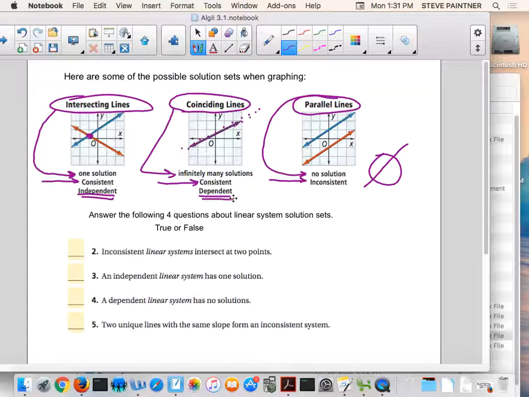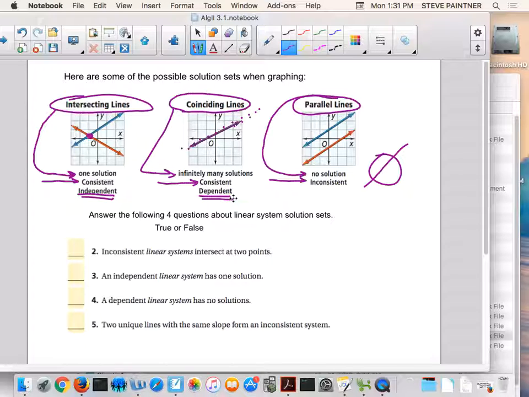They give those names out, and then you're supposed to memorize them, and it's hard to memorize them if you don't make them somehow make sense to you. Okay, so consistent meant what? You get answers. But if you get one answer, they call it independent. If you get millions and billions of answers, they call it dependent. When you get no answers at all, they call it inconsistent. Try to memorize.